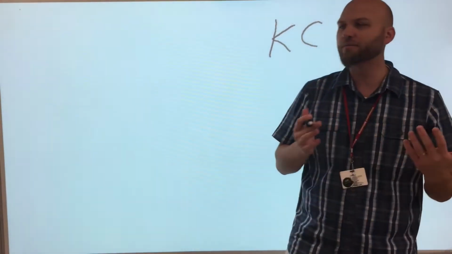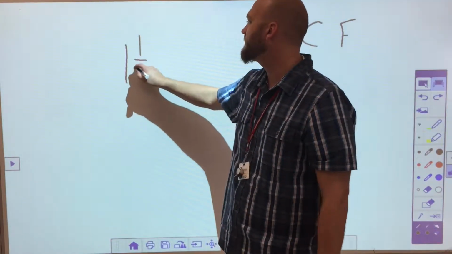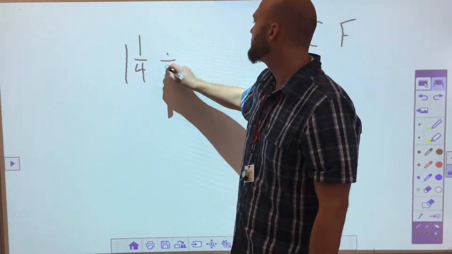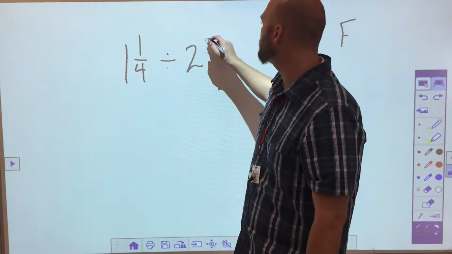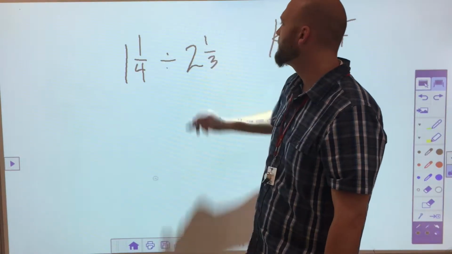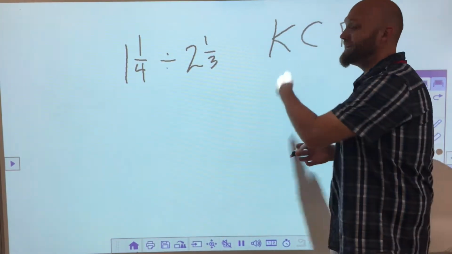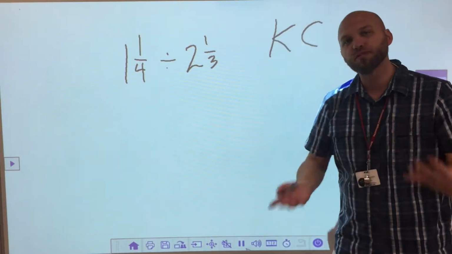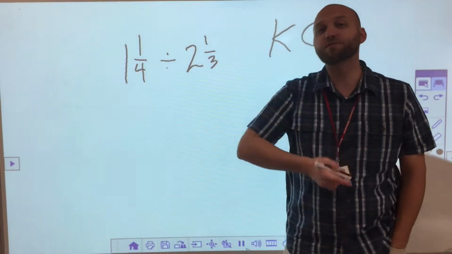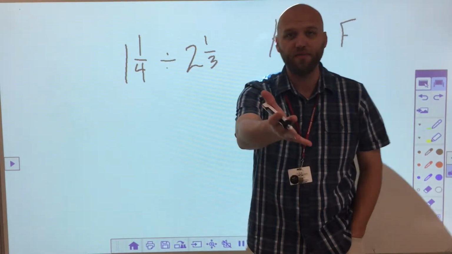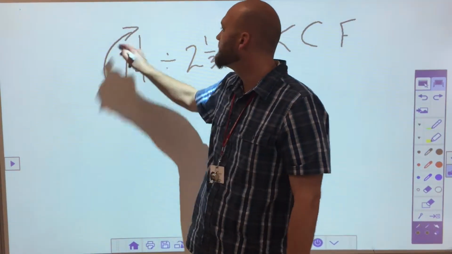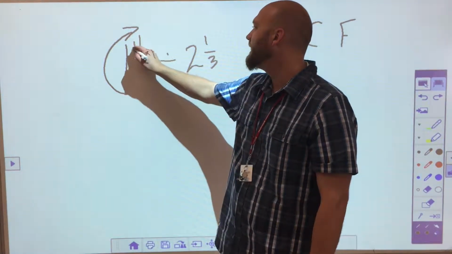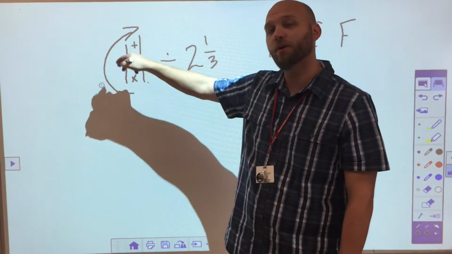So I'm going to start with a problem, say 1 1/4 divided by 2 1/3. Now, I can't just simply keep it, change it, flip it on this one because I've got whole numbers with my fractions. So we're dealing in mixed numbers now. So the first thing I have to do would be to utilize what we call the C method, which is turning my mixed numbers into improper fractions. Again, we are going to multiply the denominator by the whole number and then add the numerator.